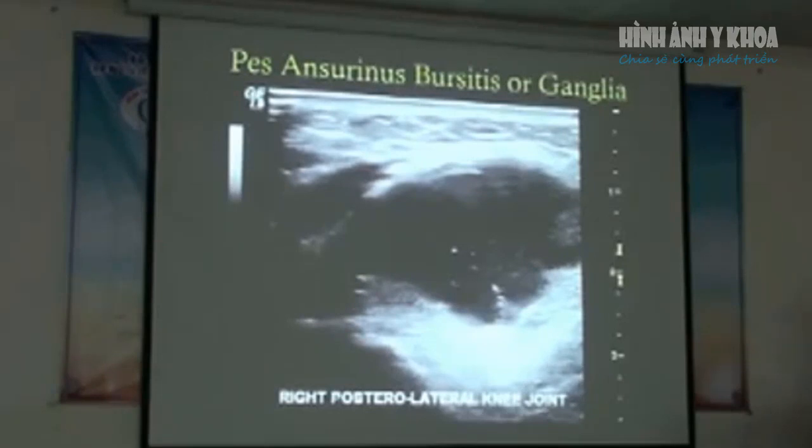So generally, a pes anserine bursa is more compressible. So when you push on it with the probe, it collapses. This one was quite tense and didn't change. So I'm thinking it's going to be more like a parameniscal cyst.